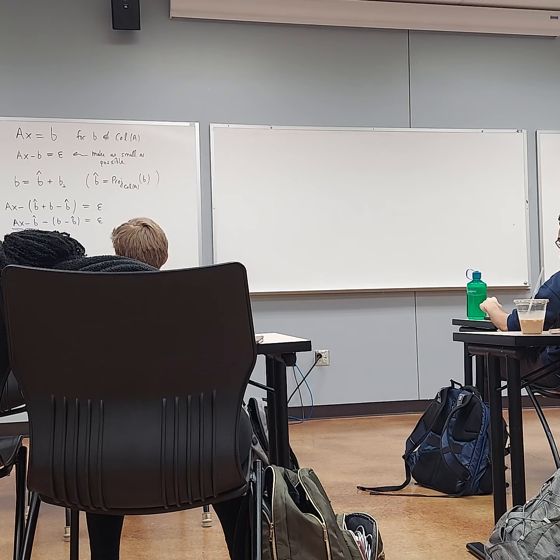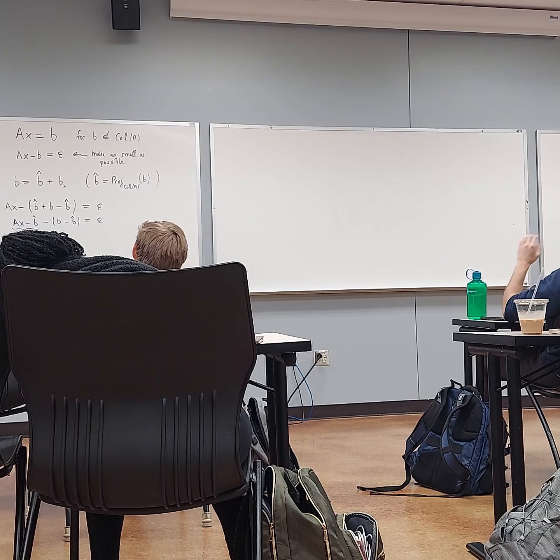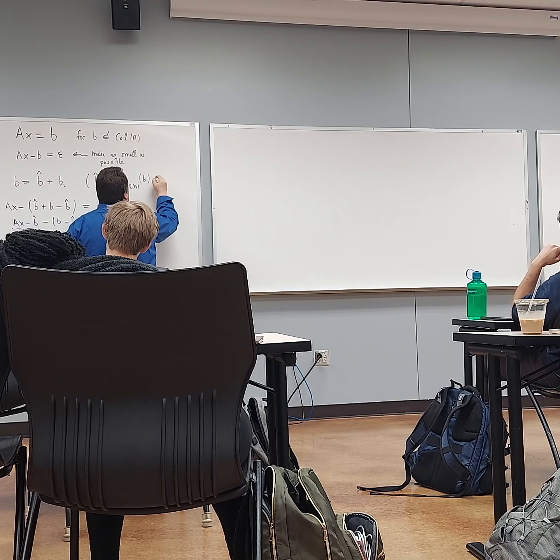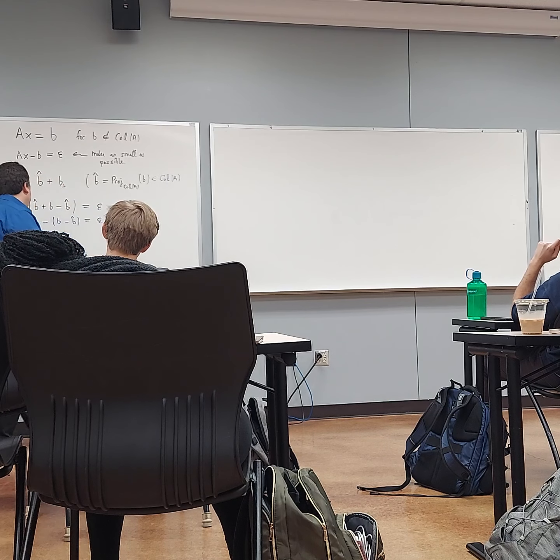Why is that? Do you understand why that's in the column space? AX is literally a linear combination of columns of A, right? And B hat is a projection onto the column space. So by construction of the projection, it is an element of the column space. When we add or subtract two things in the column space, we're still in the column space. That's a property of column space. So this right here is in the column space.